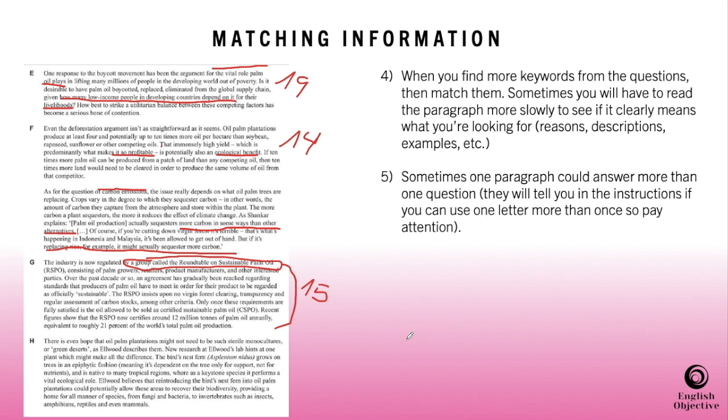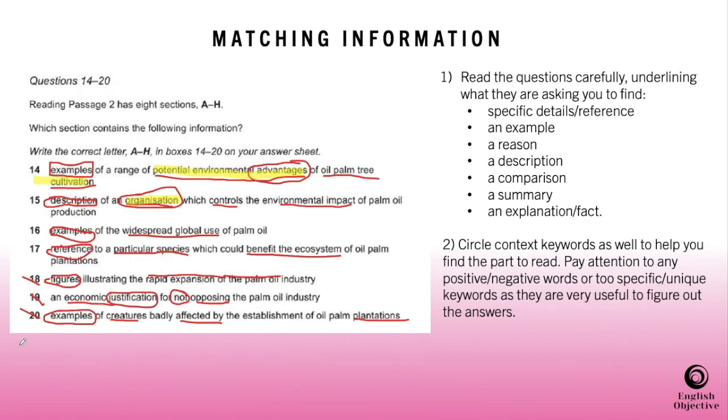Let's continue then. Finally, the receiving home with palm plantation events such as terramar cultures, green deserts, hence at one plant, which might make all the difference. The bird's nest fern is dependent for support on nutrients, native to many tropical forests. It's a vital ecological role. Introducing it into all palm plantations could potentially allow these areas to recover their biodiversity and then provide a home for all manner of species, from fungi to bacteria to invertebrates such as insects.